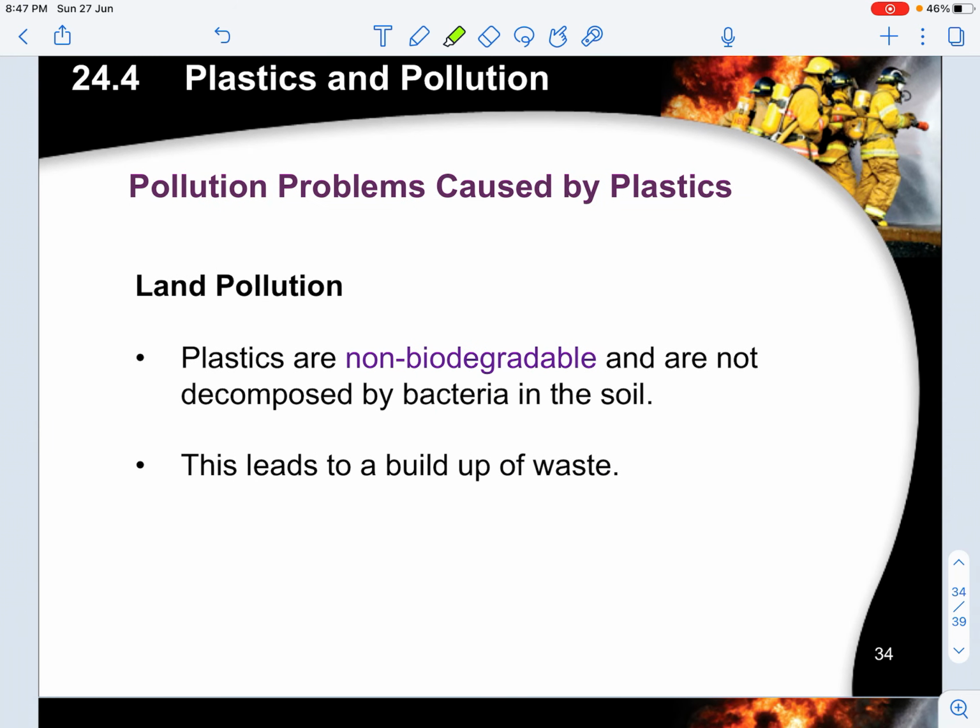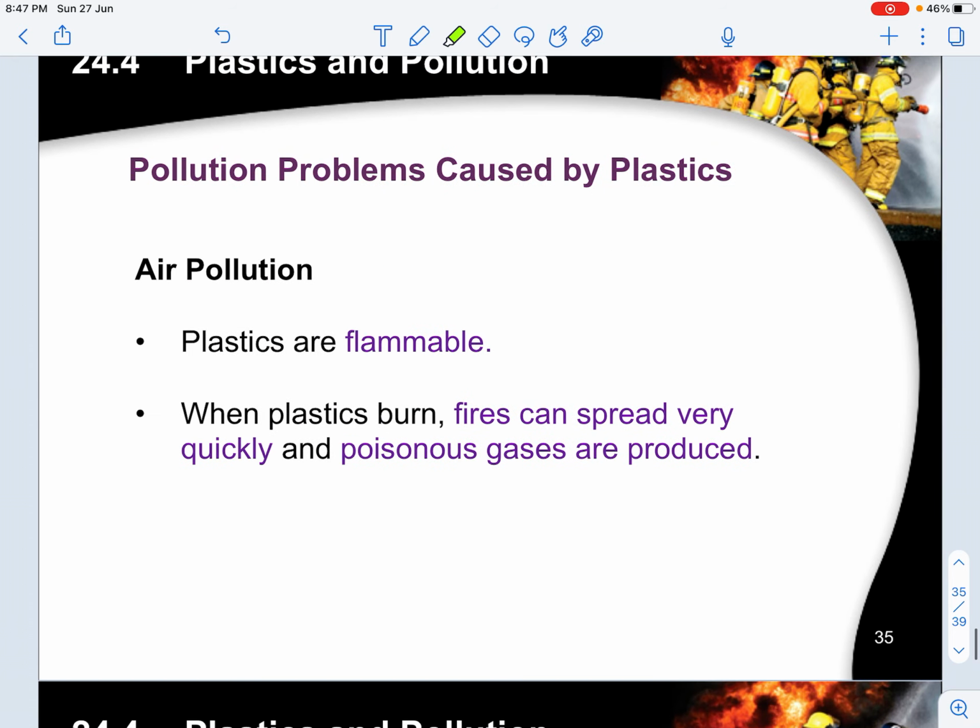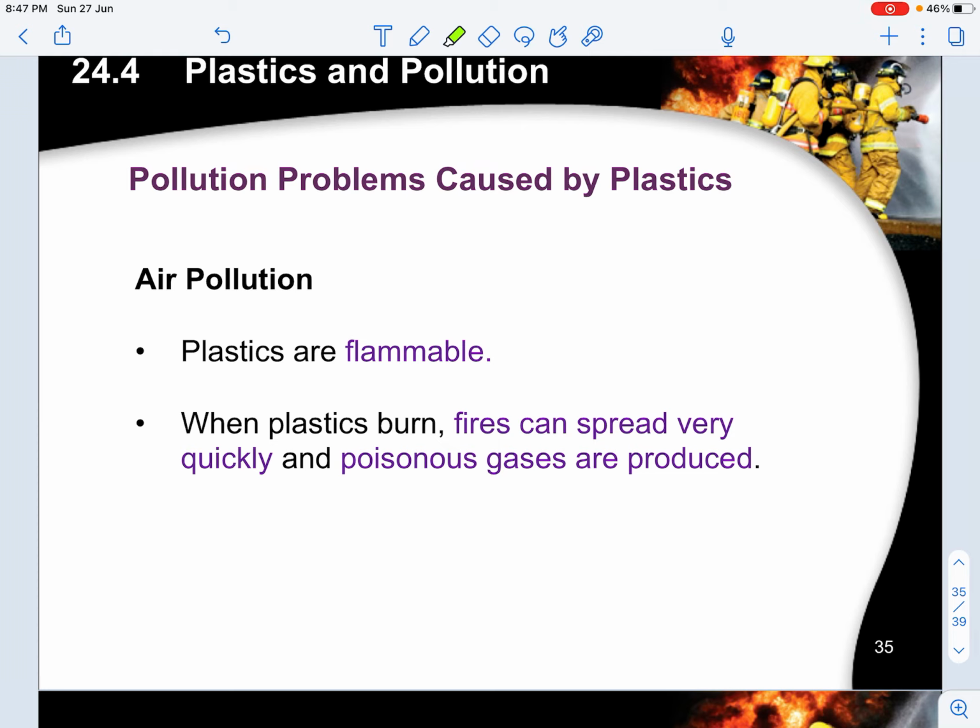In the sense that they cannot degrade over time naturally. So we usually throw it away, and by throwing it away we contribute to land pollution, where plastics are generally non-biodegradable and not able to be decomposed by bacteria in the soil. This will also lead to a lot of build-up of waste, and that's quite bad for our environment. Plastics are also flammable, but when you burn plastic you produce a poisonous fume. So burning is also not the best way to dispose of plastic.